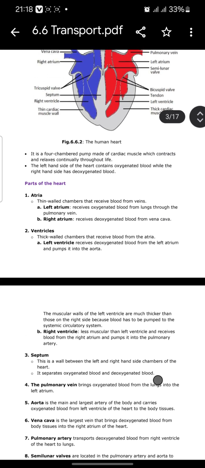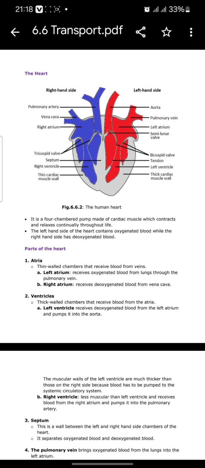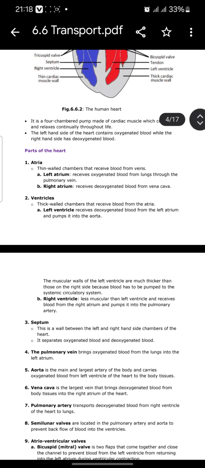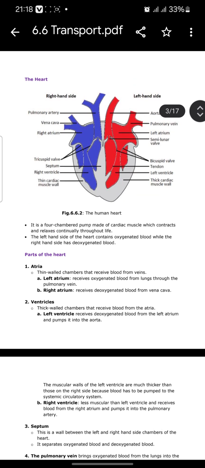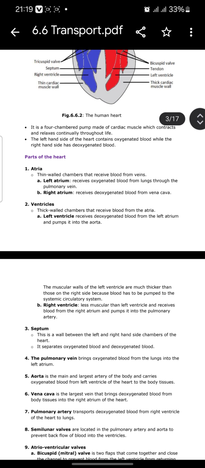Then there is the pulmonary vein. We talked about it, that the pulmonary vein carries blood from the lungs to the heart, full of oxygen. Then the aorta, the largest artery, carries blood from the heart to the rest of the body. Then the vena cava, that's the largest vein, brings deoxygenated blood from the rest of the body, right? Then the pulmonary artery carries deoxygenated blood from the heart to the lungs. So you can see that the pulmonary vein and pulmonary artery complete the pulmonary circuit, whereas the aorta and vena cava complete our systemic circuit, right?